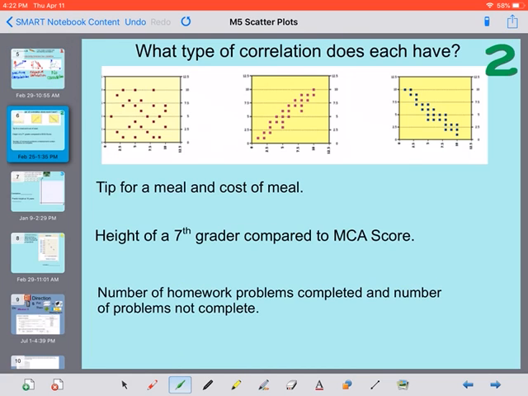So on our next slide here, it says, what type of correlation does each have? This one we can't really put a line to, so we can put no correlation. I'm going to shorten the word to "corr." This one, we could draw a line in this direction. That would be a positive correlation. And this one, it would be going downhill, or have a negative correlation.